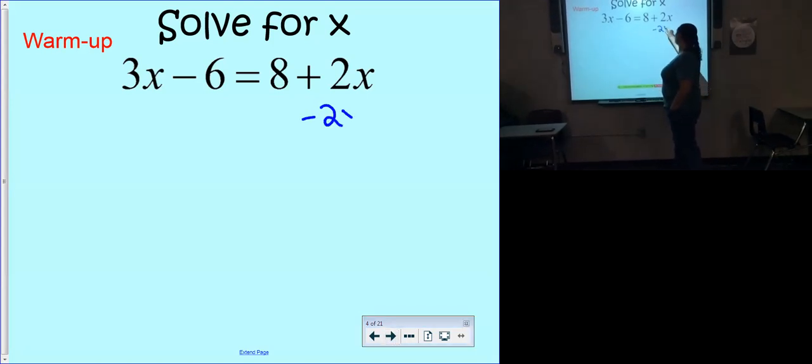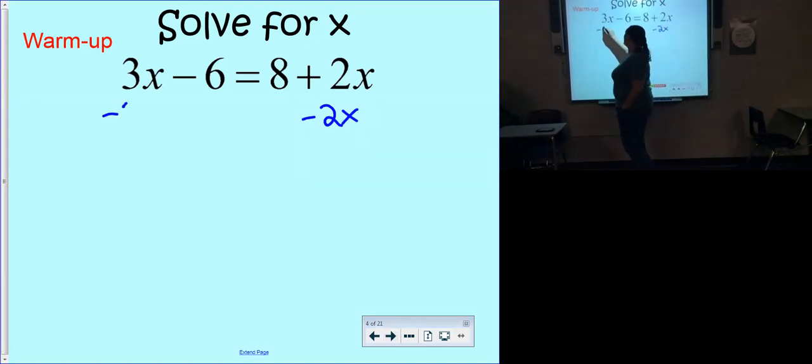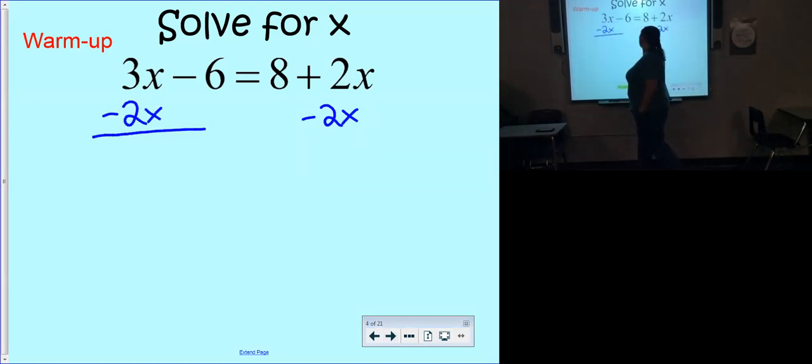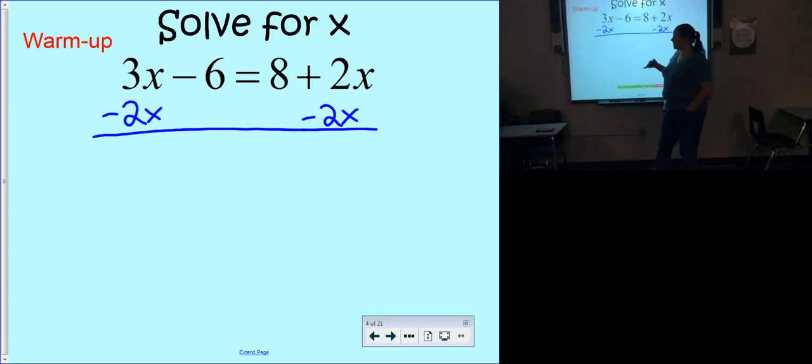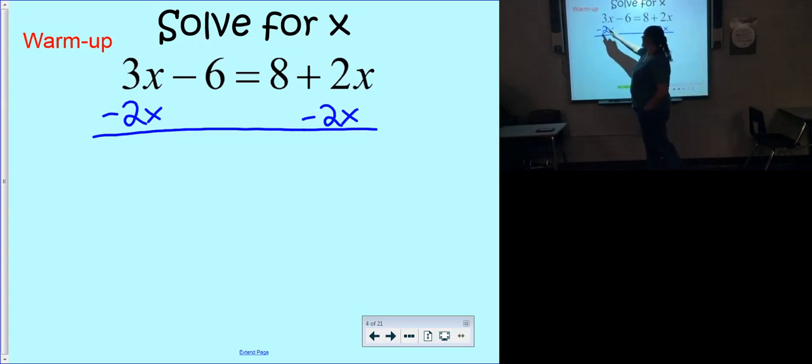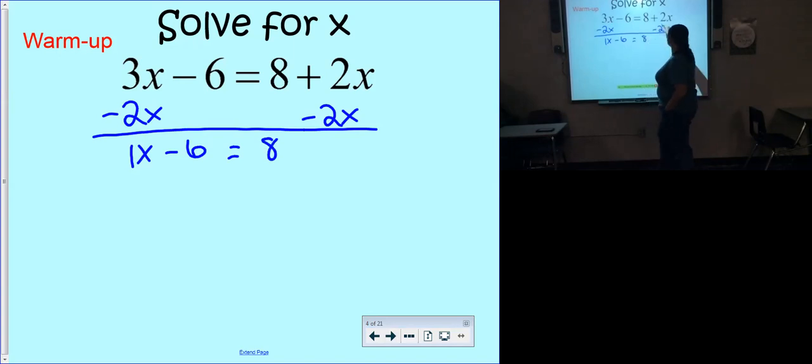I'm going to subtract 2x. So I'm doing the opposite of what I have. I want x's all on one side. So I got 3x minus 2x. That gives me 1x. Minus 6 equals 8. These two x's cancel.